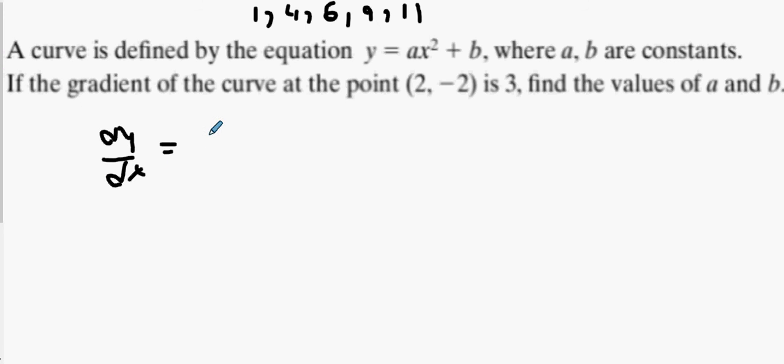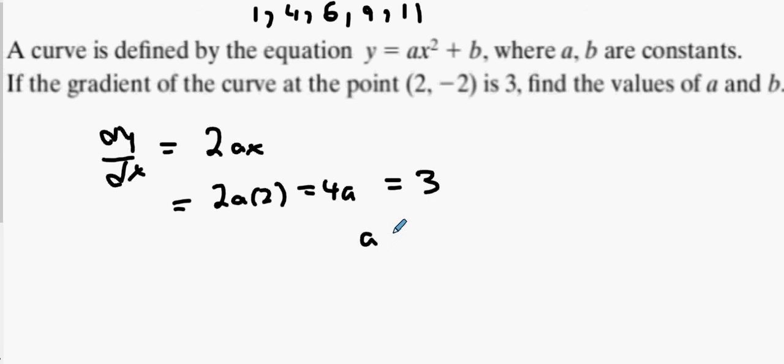y'(x) equals 2ax. B disappears. Okay. Replace x with 2. You get 4a. And 4a has to equal 3. Implies that a equals 3 over 4.